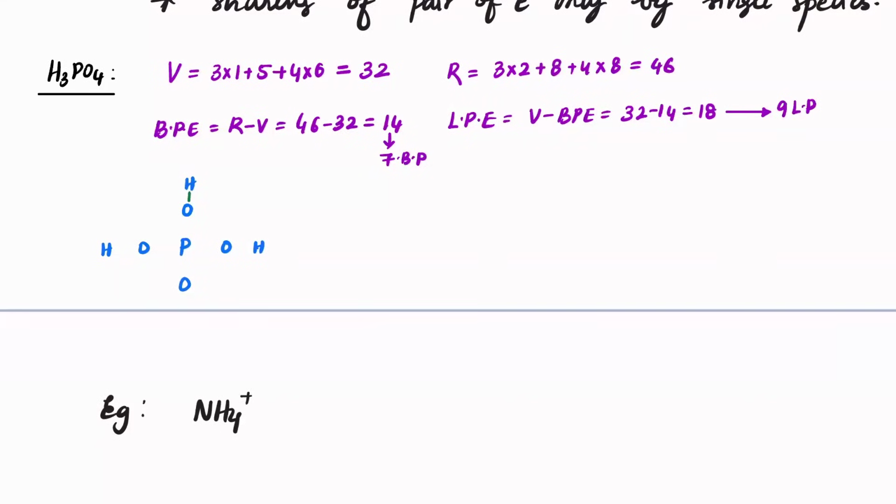So bond pair here, bond pair here, one bond pair here, one bond pair here, one bond pair here, and one bond pair here. All 7 done. Now writing all the lone pairs. We have a total of 9 lone pairs to distribute: 1, 2, 3, 4, 5, 6, 7, 8, 9. So lone pairs are also done. Keep working with me, please.